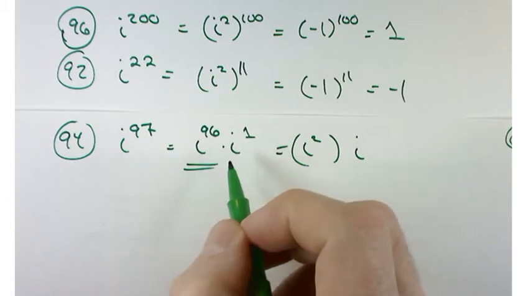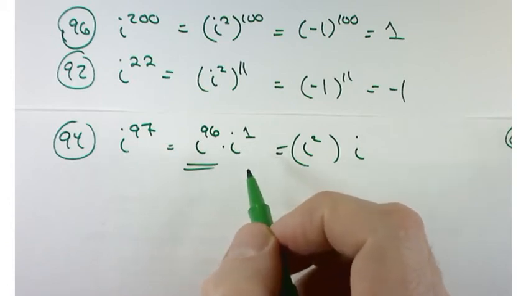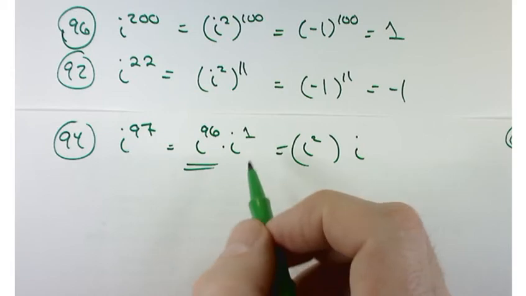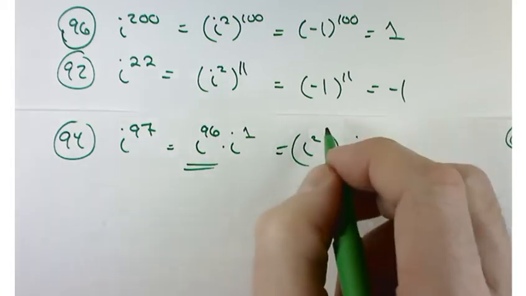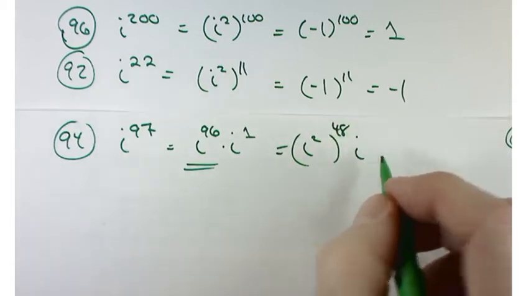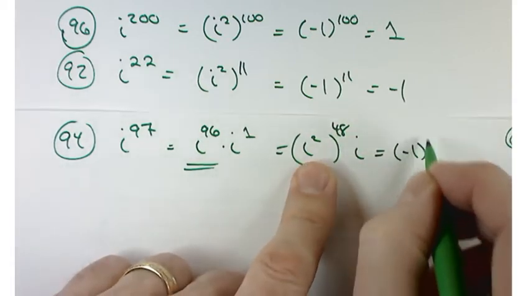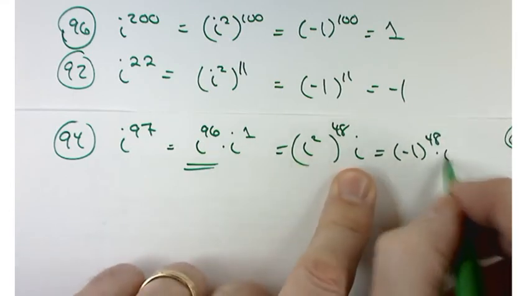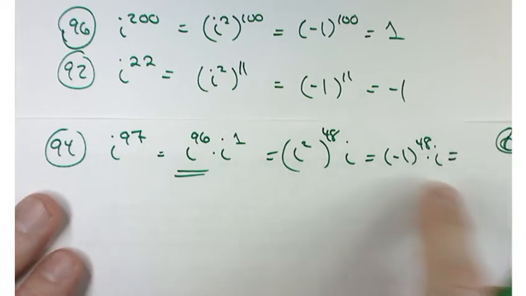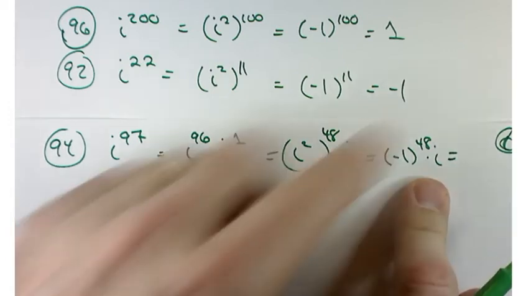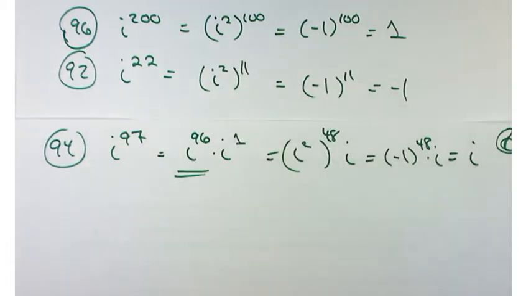i to the 96, let's rewrite that. What should I put here? I'll rewrite that as i squared to the 48th, which is negative 1 to the 48th. Now this i is still coming along for the ride. That's okay. Still there, that's fine. What's the final answer here? Just i. Excellent.